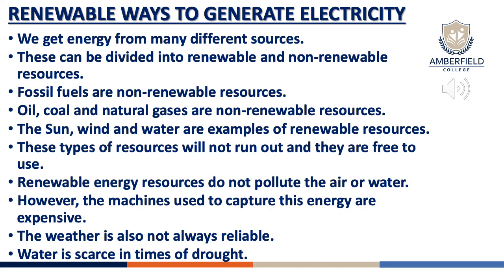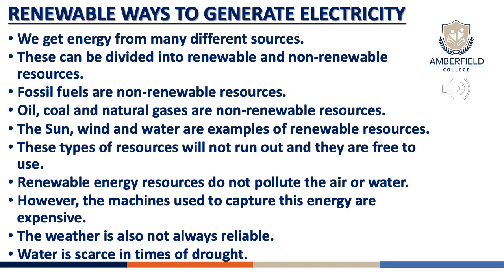Fossil fuels are a non-renewable resource. And remember, you learned that different types of fossil fuels are oil, coal, and natural gases. These are resources that will eventually run out, and you will not be able to replace them. Then we have the sun, wind, and water, and these are examples of renewable resources. These types of resources will not run out, and they are free to use at any given time. So, renewable resources are resources that can be replaced and can be reused.